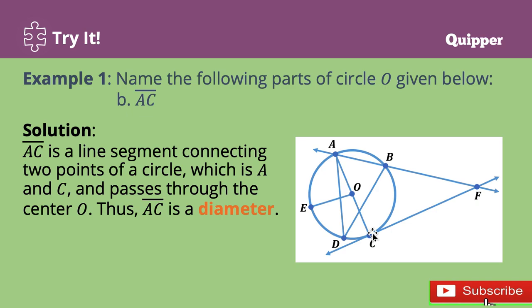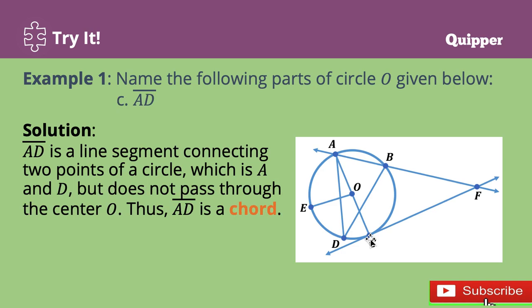For letter B, line segment AC is connecting 2 points of a circle, which are A and C. And this line segment passes through the center O. Therefore, this line segment is a diameter. Letter C, line segment AD. This line segment connects 2 points of a circle, which are A and D, but does not pass through the center O. Therefore, this line segment AD is just a chord.